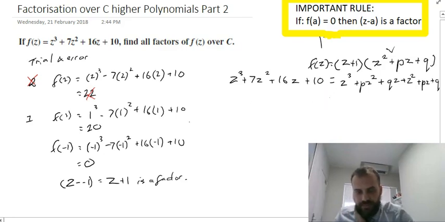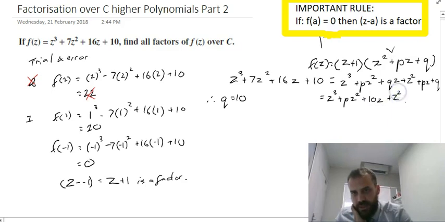Therefore, q is equal to 10, because q is the only constant here, and 10 is here. So now I know that q is equal to 10. So I can stick 10 wherever I see q in this current equation. So now I've got z cubed plus pz squared plus 10z plus z squared plus pz plus 10. And I know that that is equal to this.